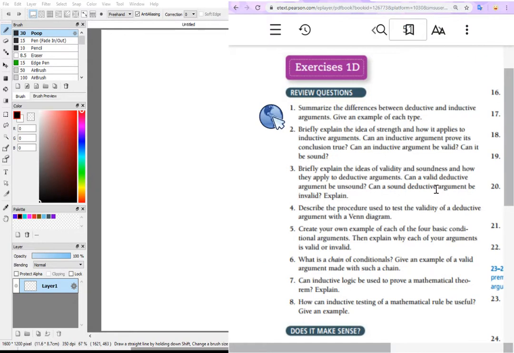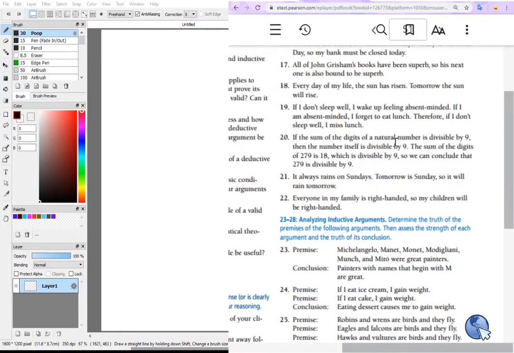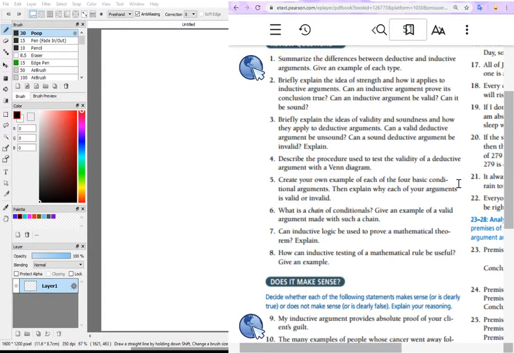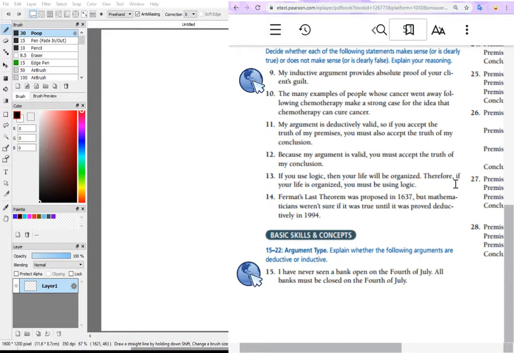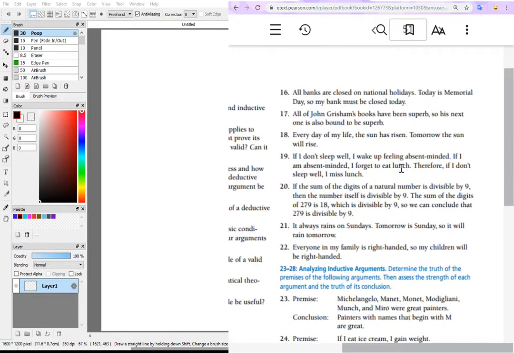All right, so let's take a look at some ideas here. Like number 17, we're looking at: explain whether the following arguments are deductive or inductive. So, all of John Grisham's books have been superb, so his next one is also bound to be superb. A little bit of a loaded question because it's a value judgment, but we've got this general idea, all superb.